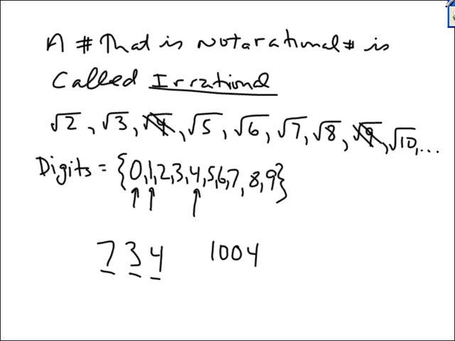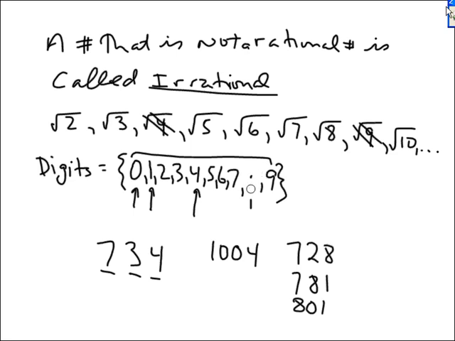And if you removed any one of these numbers from this list of digits, you'll be in trouble. Like if you remove the 8, if you say no 8 in the digits, well, good luck writing 728 or 781 or 801. You couldn't write these numbers. That is, you must have 8 as a digit.